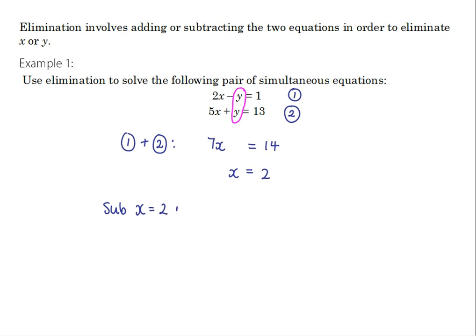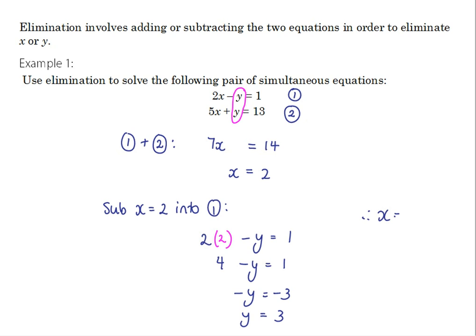So I'm going to substitute x equals 2 into, I'm going to go with equation 1, slightly smaller numbers. So 2 times 2 minus y is equal to 1. So 4 minus y equals 1, subtracting 4 from both sides and multiplying both sides by negative 1. So my simultaneous solution is x equals 2, y equals 3. So if you were to draw these two graphs, these lines would cross at the point (2, 3).